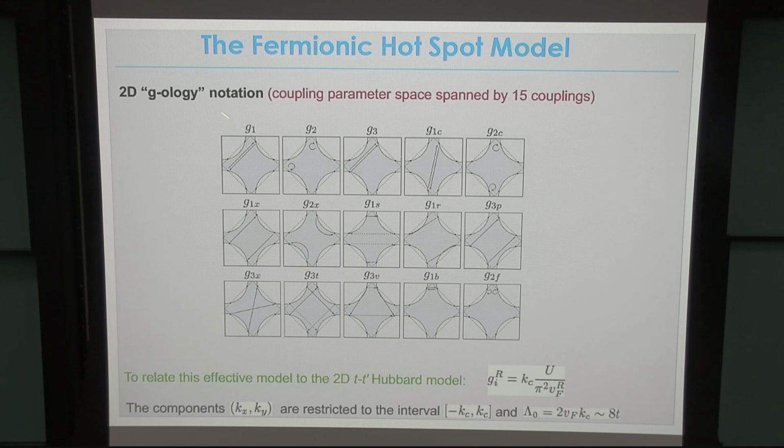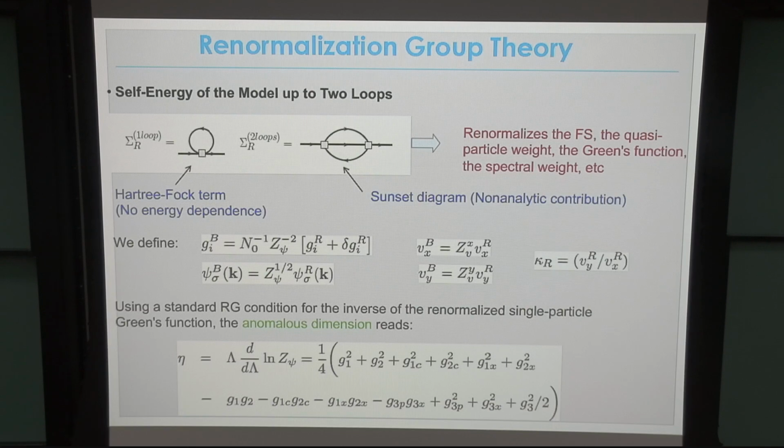So the parameterization of the interactions that we're going to use is the so-called g-ology notation. So I show you many couplings between these hotspots. And to relate this effective model to the 2D Hubbard model, of course, one must impose that the g is initially proportional to the local interaction U. And we also have to define an ultraviolet cutoff here, which is given for simplicity by the bandwidth of the system. And we can calculate many things.